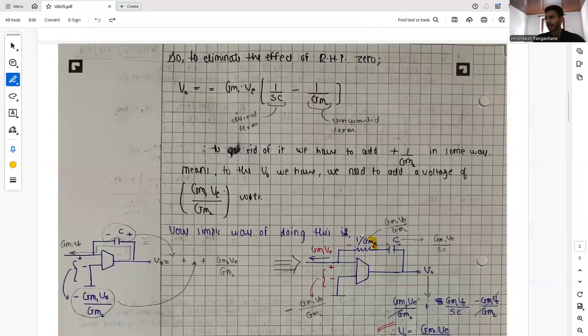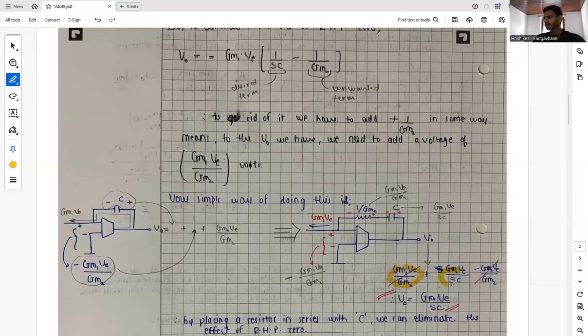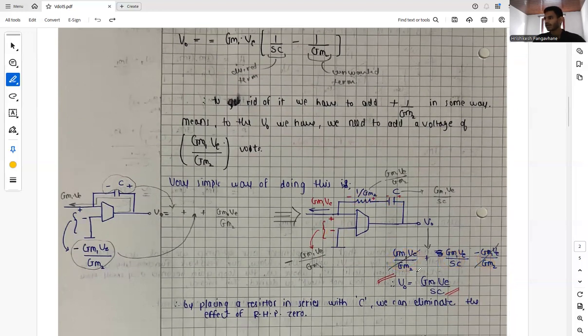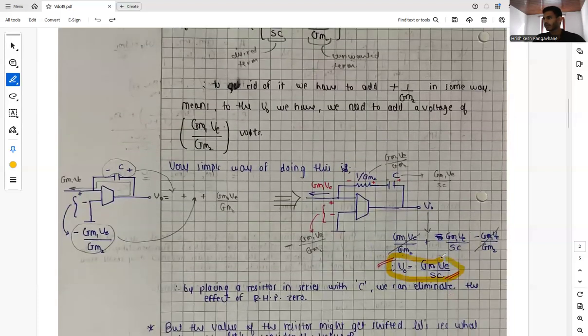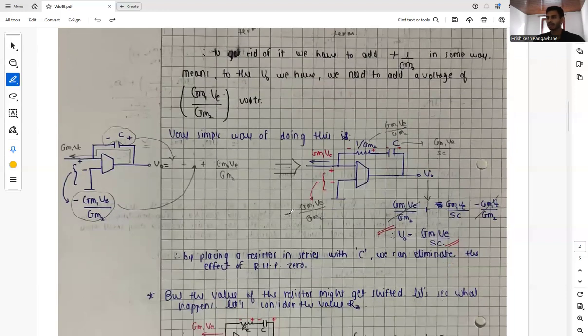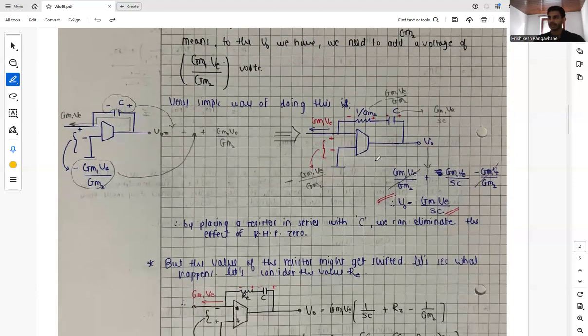So what will happen now is that there will be three voltages contributing towards the V naught. V naught will look like this voltage, this voltage, and this voltage, coming from the voltage across this resistor, the voltage across the capacitor, and the voltage across the input. Thus, due to this resistor, the unwanted part is nullified or eliminated, and our V naught comes out to be gm times VE divided by SC, which is the exact thing we wanted. We achieved it by placing a resistor in series with C. So we can eliminate the effect of the right hand plane zero, and I think we are successful in it.